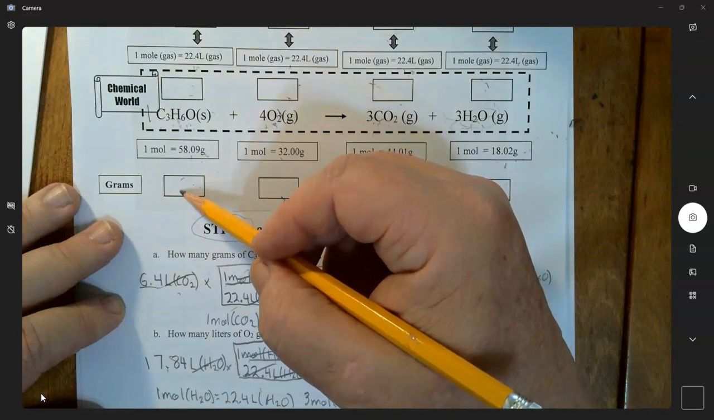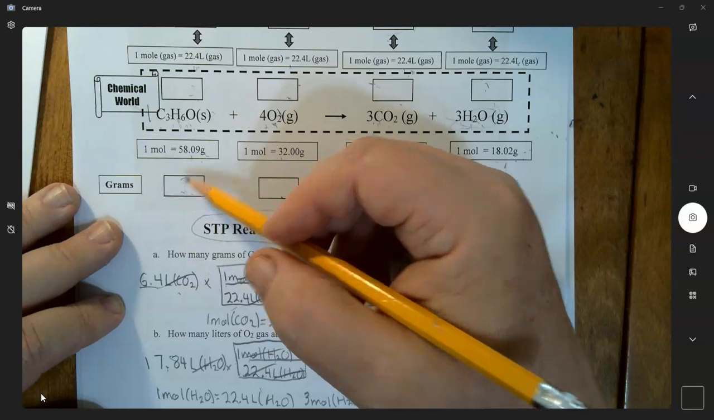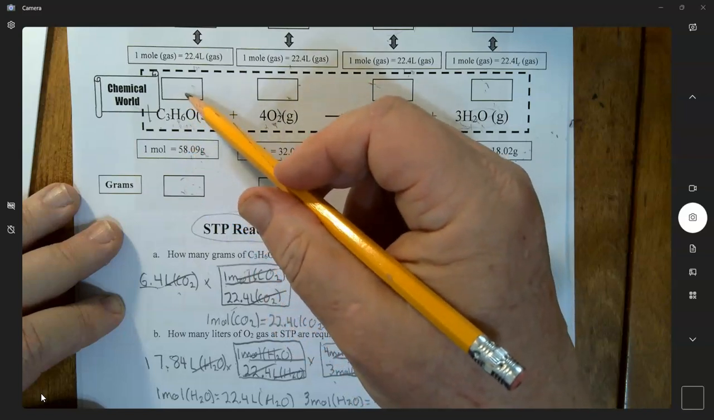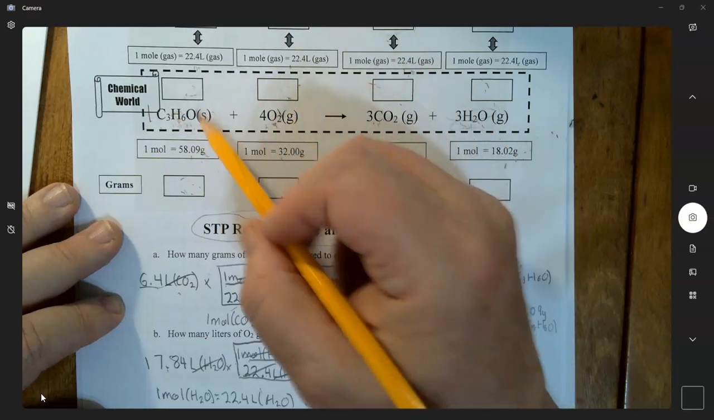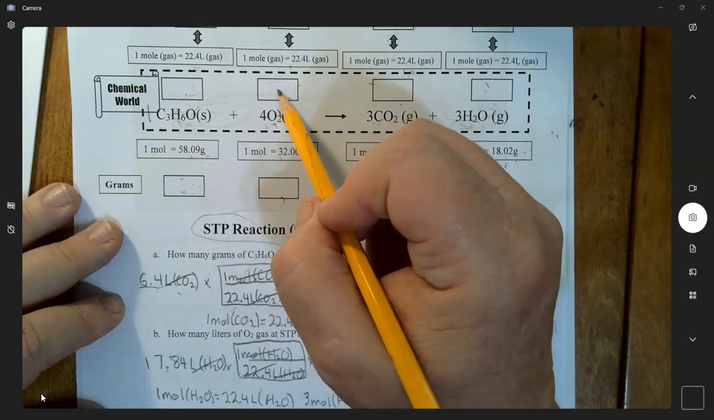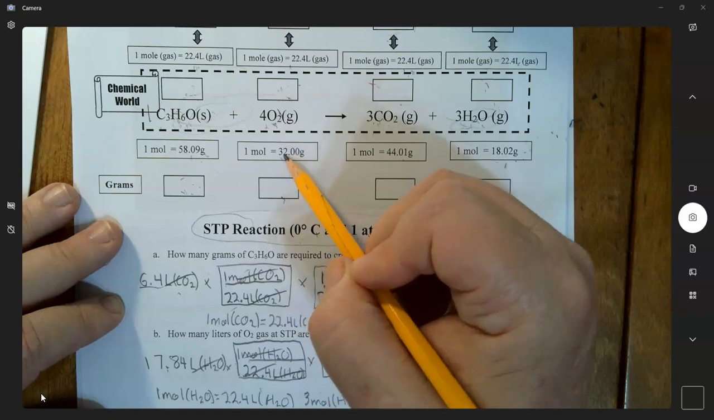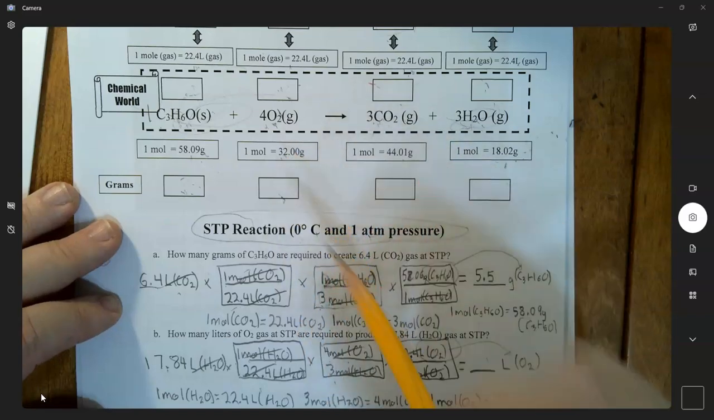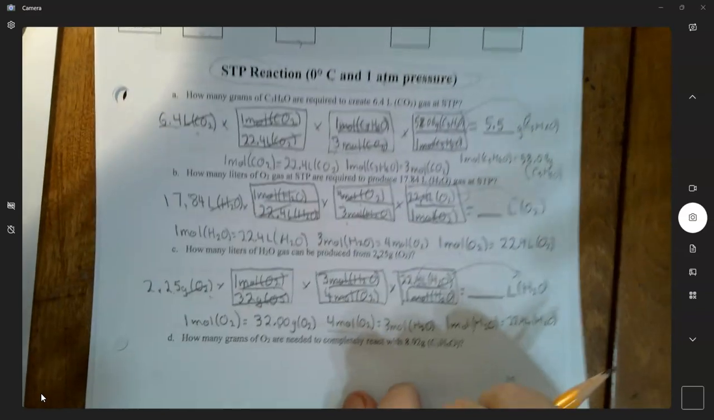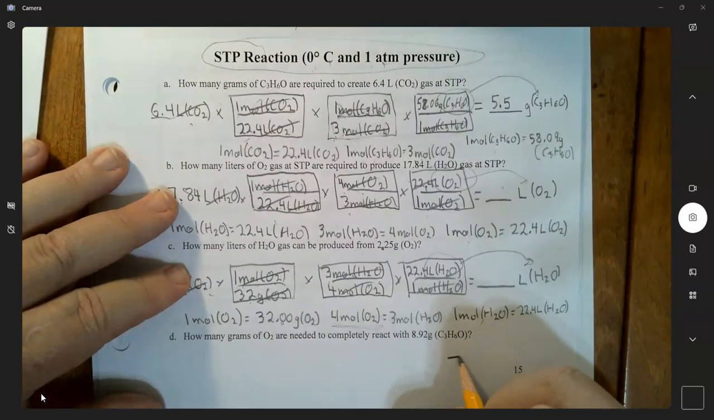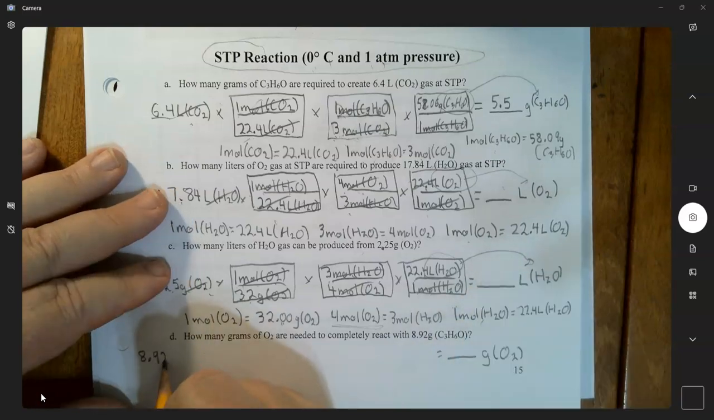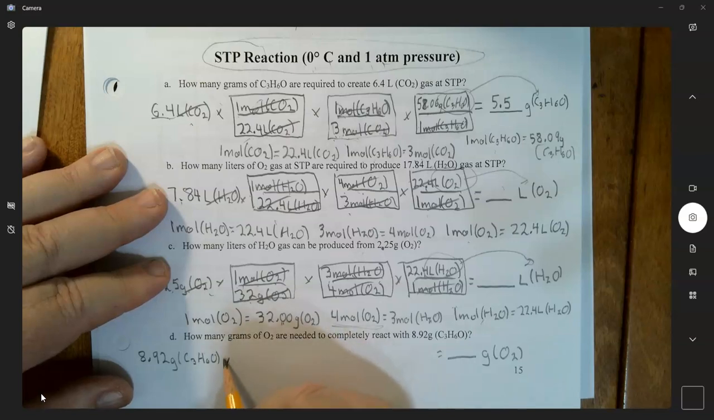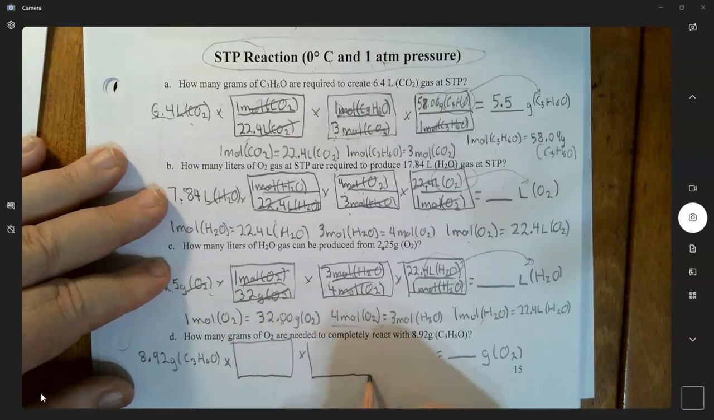So you start with the 8.92 grams. You go up using molar mass to get to here. Use the equation, this relationship to get to there, and then come back out using the molar mass for oxygen to get back out here. So let's go ahead and do that. And we want to know grams of O2. It was 3 conversions, 3 arrows.